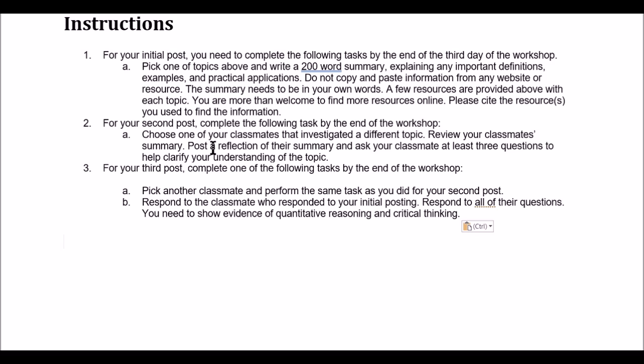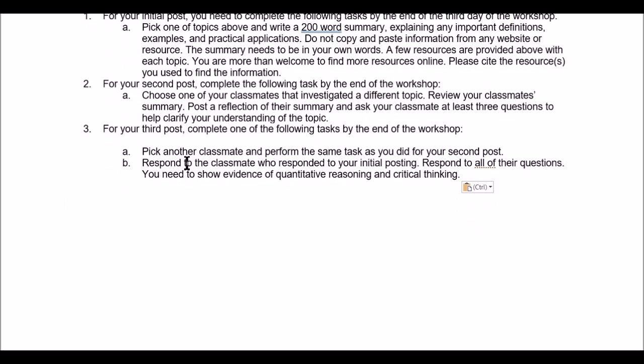And now for your second post, you want to choose one of your classmates that investigated a different topic. Review your classmate's summary and post a reflection on their summary and ask your classmate at least 3 questions to clarify your understanding of the topic. Lastly, you can pick another classmate and perform the same thing you did above, or respond to the classmate who responded to your initial posting. Respond to all the questions. Make sure, again, that there is clear evidence of quantitative reasoning.